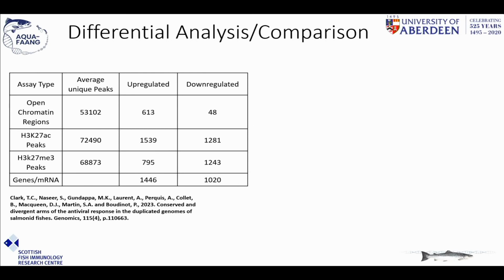For the RNA-seq, we had around 1,400 genes upregulated and 1,000 downregulated. This is already published, and Thomas talked about it yesterday, where we compared Atlantic salmon and rainbow trout in vivo and in vitro antiviral responses.